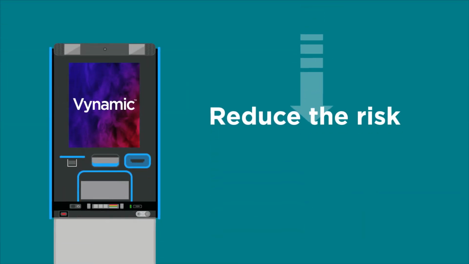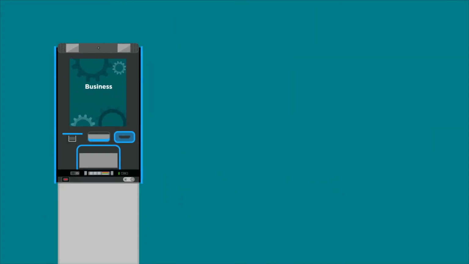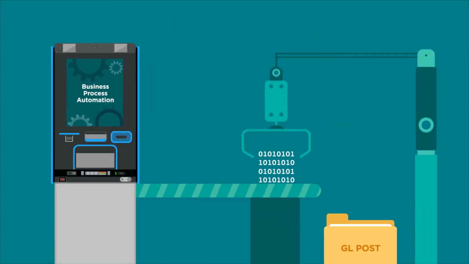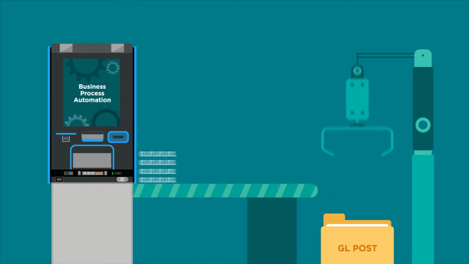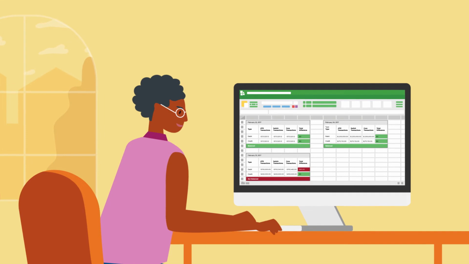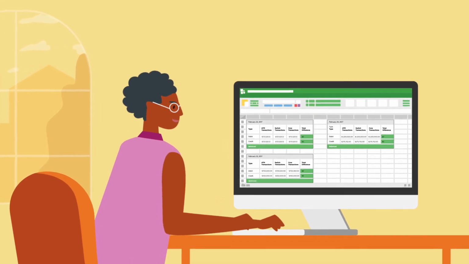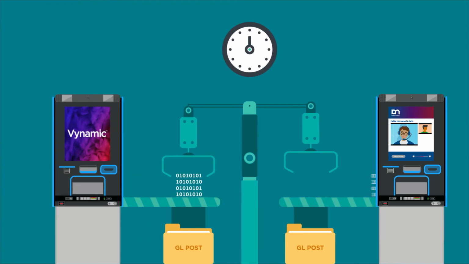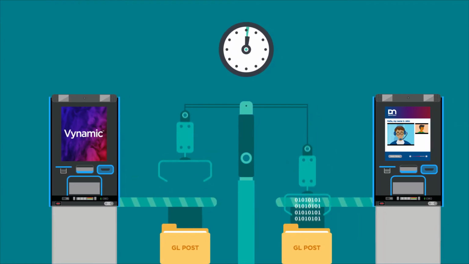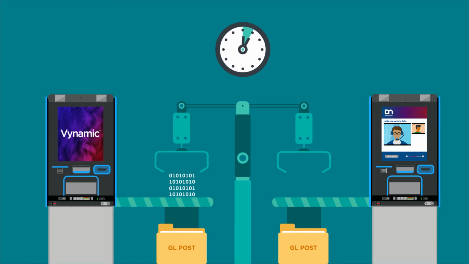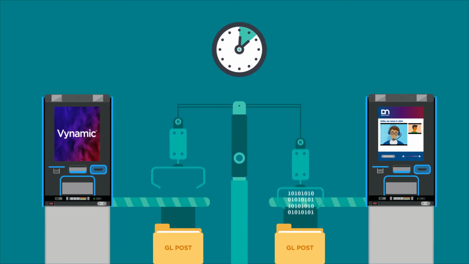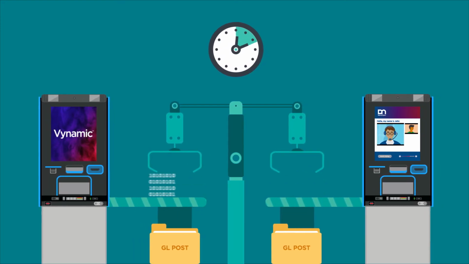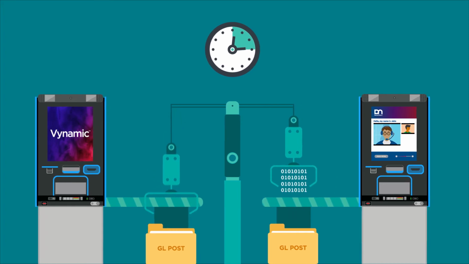Now you can reduce the risk of manual errors and increase compliance and productivity with Business Process Automation, a data tool that automatically generates GL posting files. With Business Process Automation, your staff can be more productive and focus just on the exceptions. Business Process Automation can reduce manual balancing across an ATM fleet from several hours to several minutes per day, optimizing your reconciliation process and providing a positive return on investment.